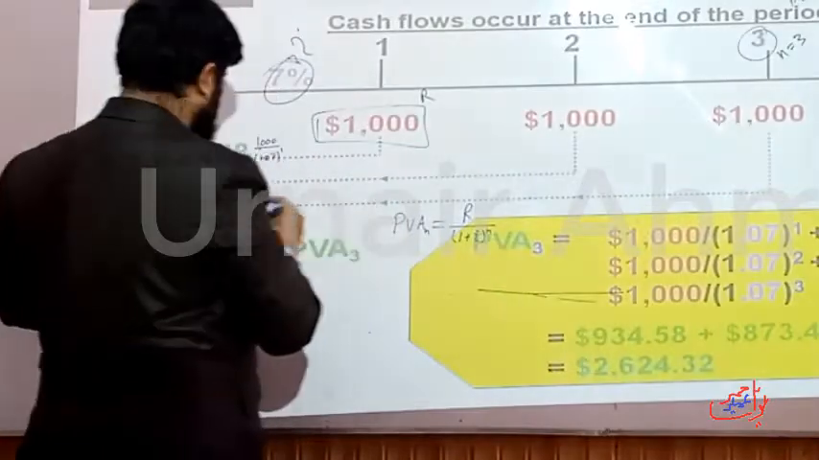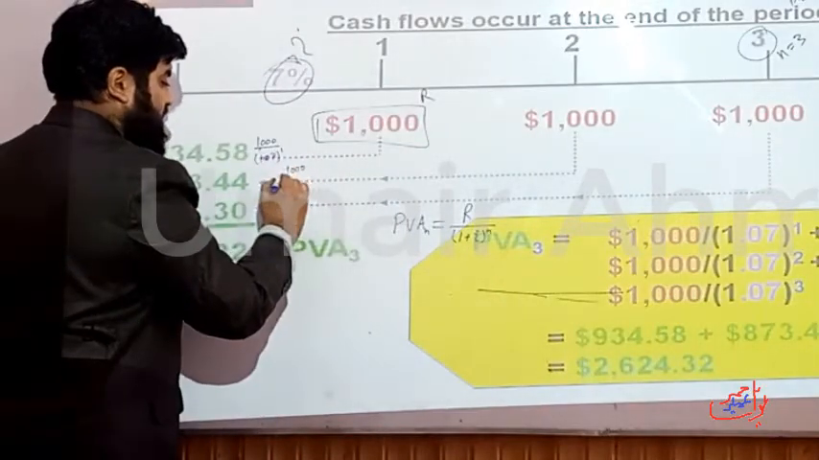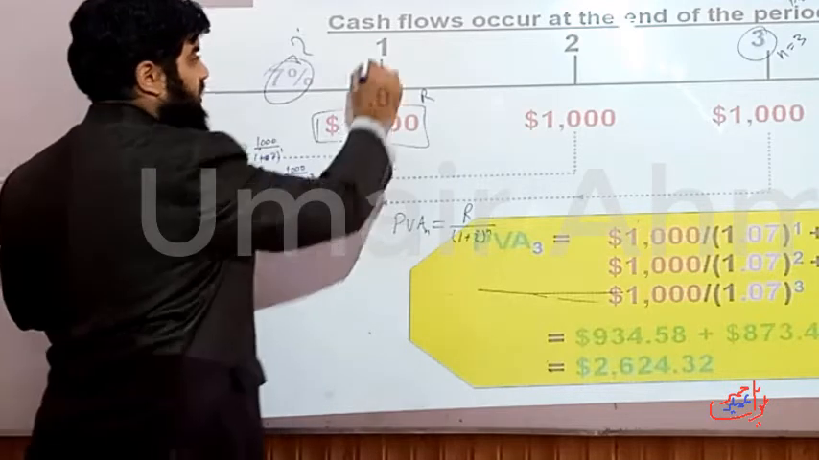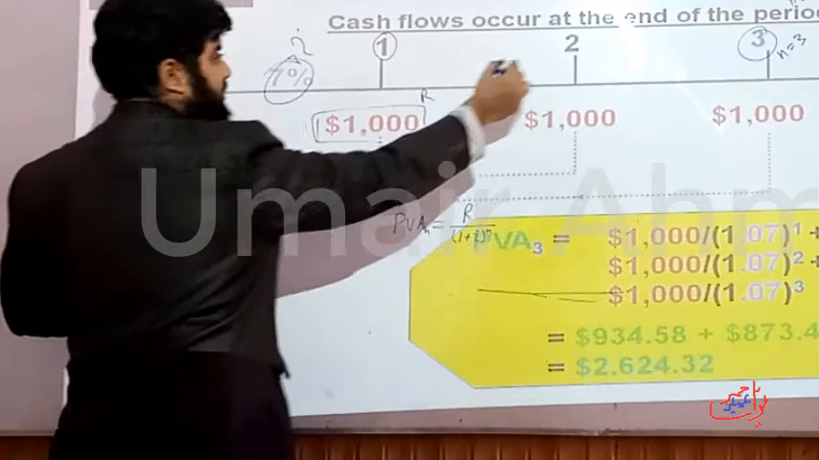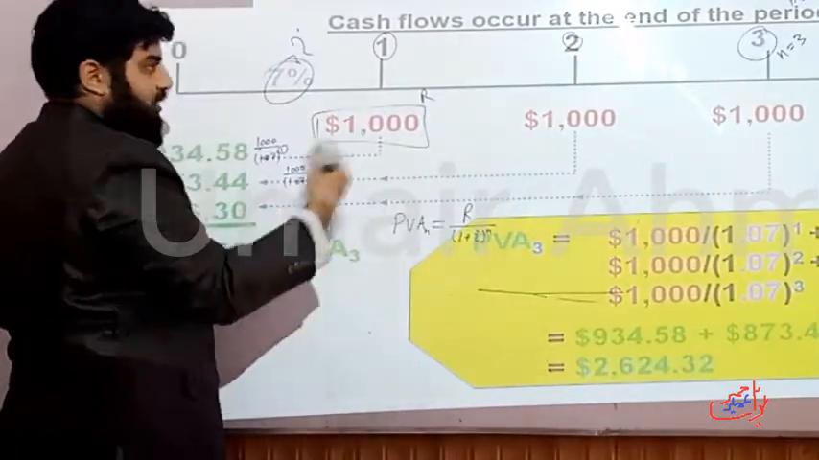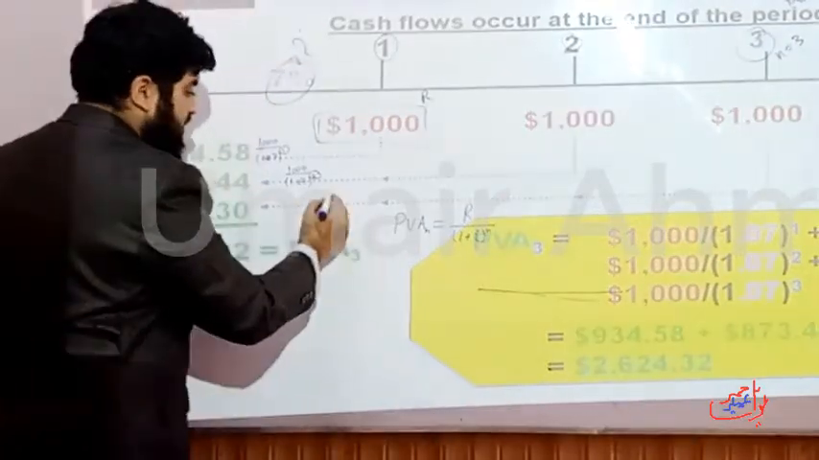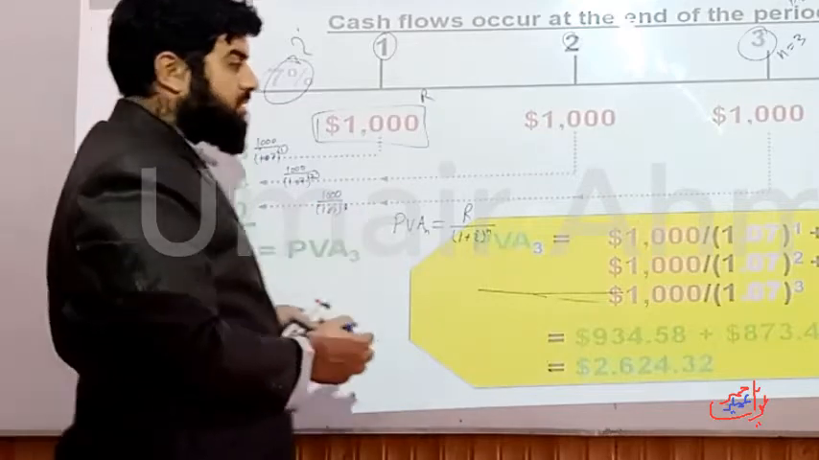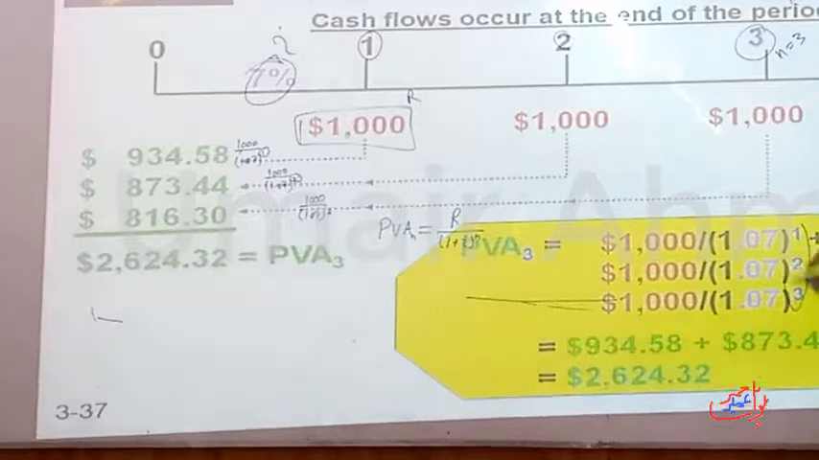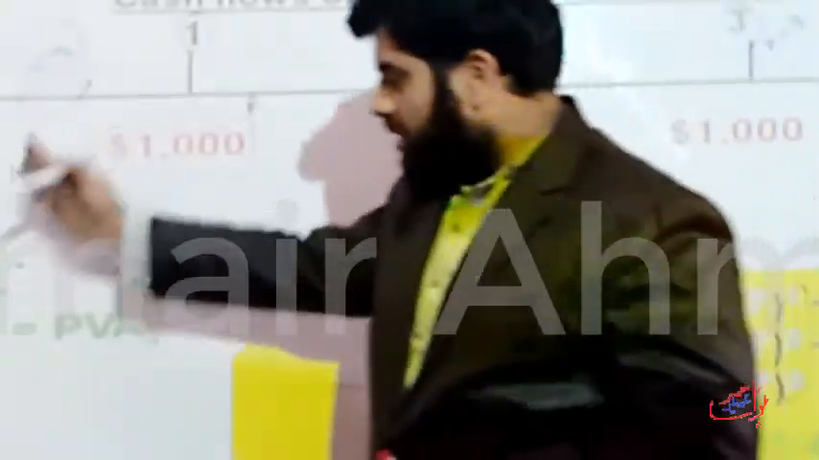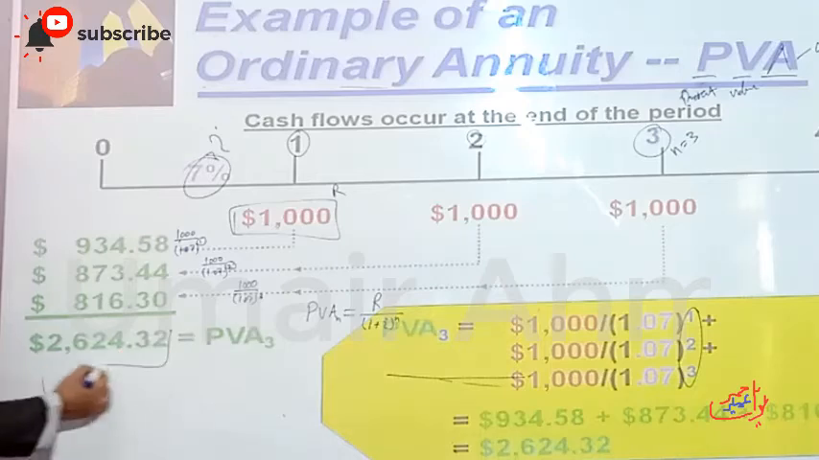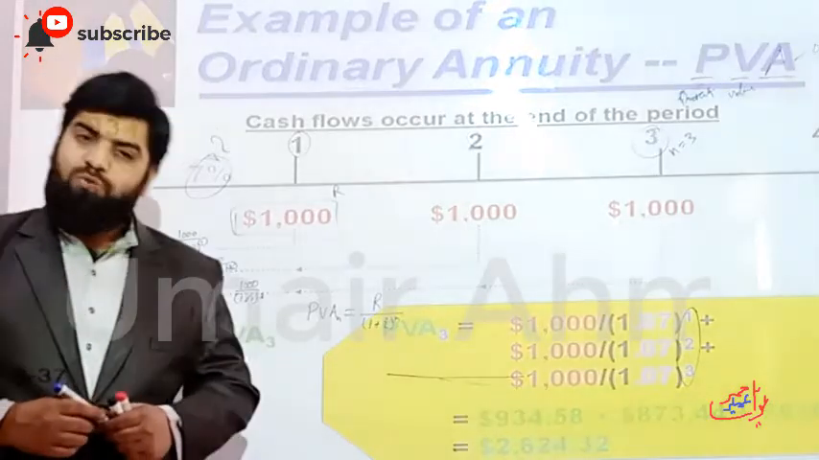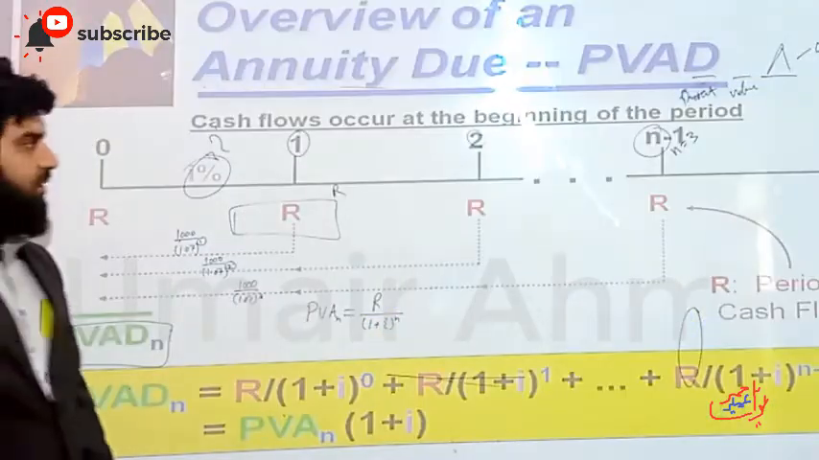Okay, now the second one is 1000 divided by 1.07 to the power 2. In the first year we write 1, in the second year we write 2, and in the third year we write 3 simply. Okay, for the third year, 1000 divided by 1.07 to the power 3. Look like this, 1, 2, 3, and at the end we have to sum all of them, and you will get the present value of the annuity, that is 2624.